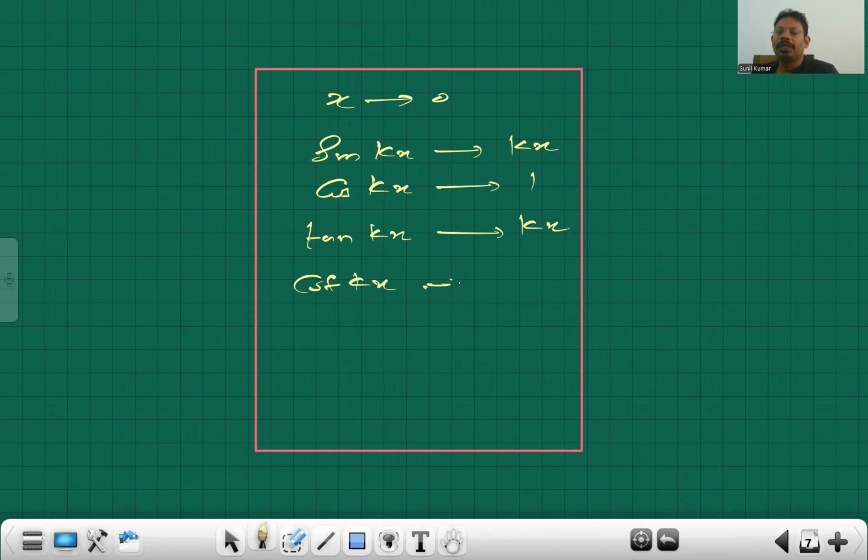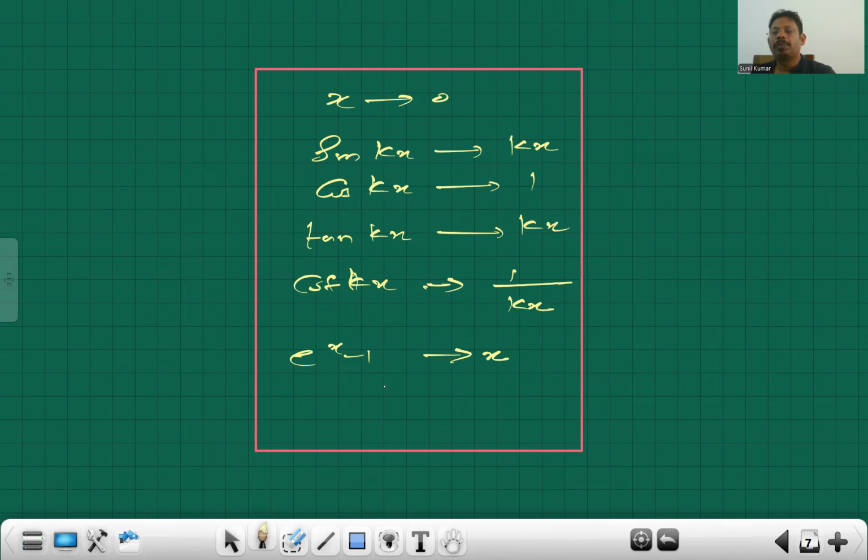Cot kx is 1 by tan x, cot. So tan kx is approximately equal to kx. In that situation, what will happen in cot kx? It is 1 by tan kx only. So this value comes out to be 1 by kx, and e raised to x minus 1 is approximately equal to x. These are the things I told you now. So please go through each and everything one by one very properly.